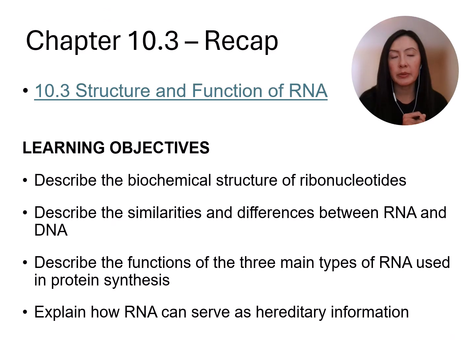All right, to recap 10.3, we saw that ribonucleotides include a ribose sugar, a phosphate group, and a nitrogenous base. In that ribose sugar, the difference is at the second, or 2', carbon, where there is a hydroxyl group that we don't see in DNA.